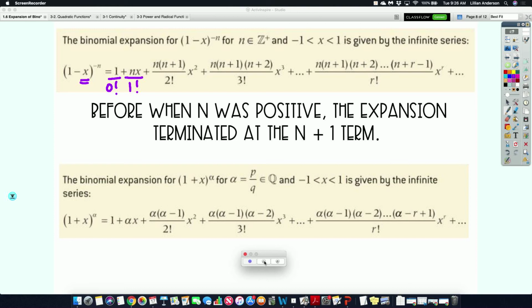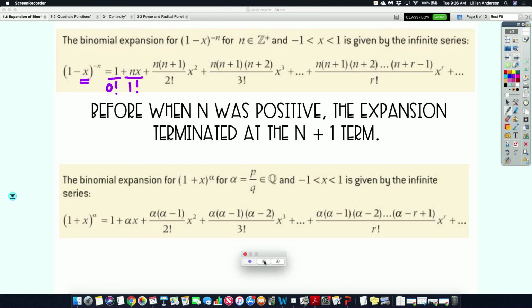The only difference, besides the fact that they're alphas now instead of n's, what differences do you notice between the second one and the first one? It's a minus 1 instead of a plus 1 in your numerator. But it's literally the same setup. The reason they use alphas instead of n's is because now this is a fraction.